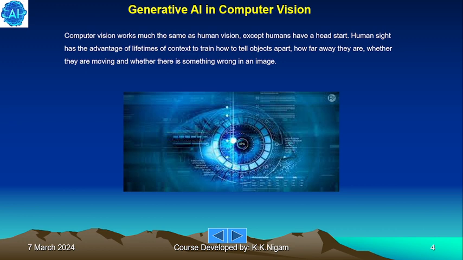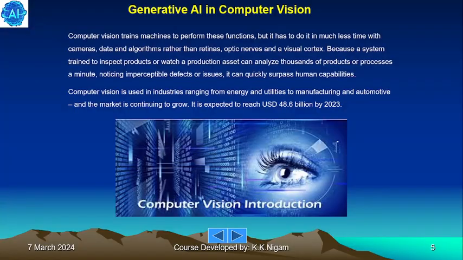Computer vision works much the same way as human vision, except humans have a head start. Human sight has the advantage of lifetimes of context to train it how to tell objects apart, how far away they are, whether they are moving, and whether there is something wrong in an image. Computer vision trains machines to perform these functions, but it has to do it in much less time with cameras, data, and algorithms rather than retinas, optic nerves, and a visual cortex.